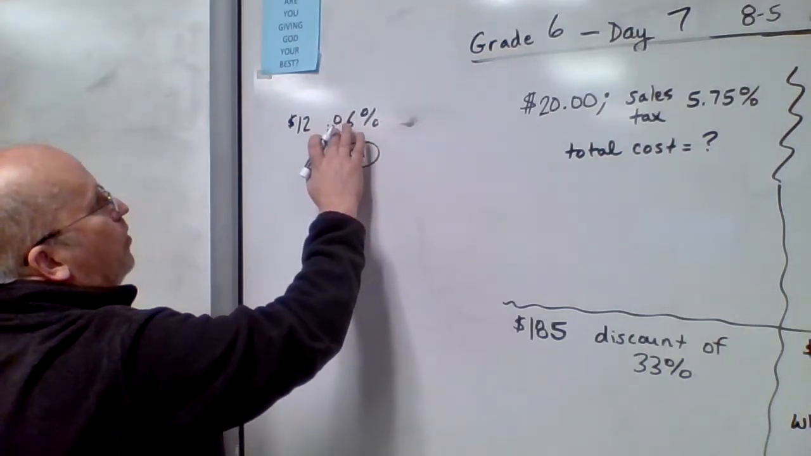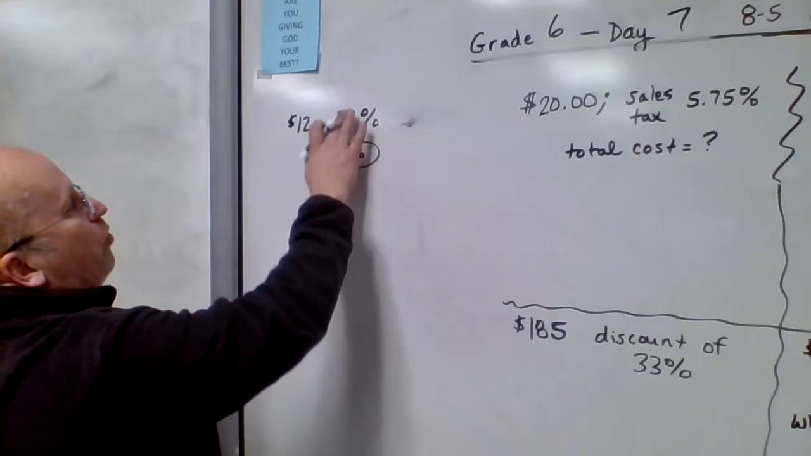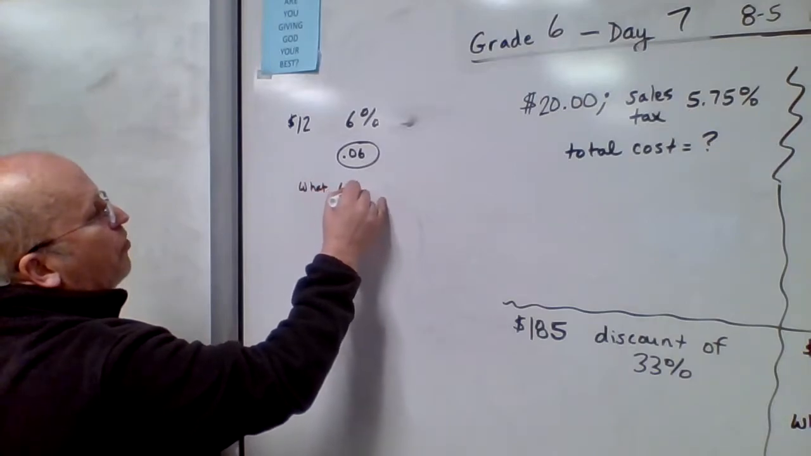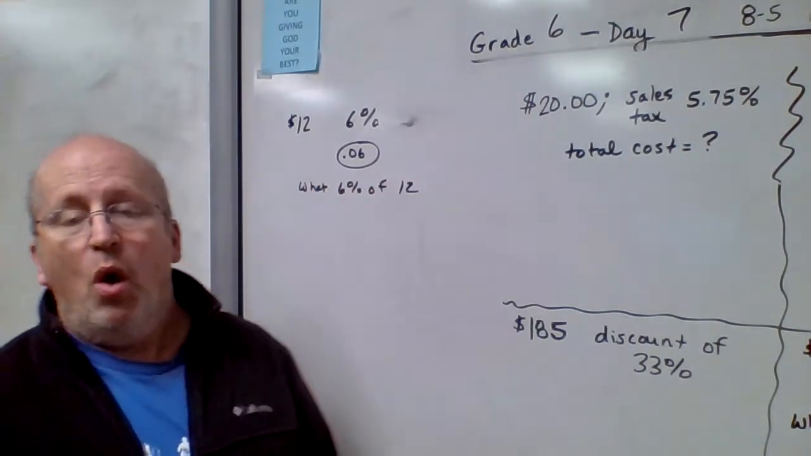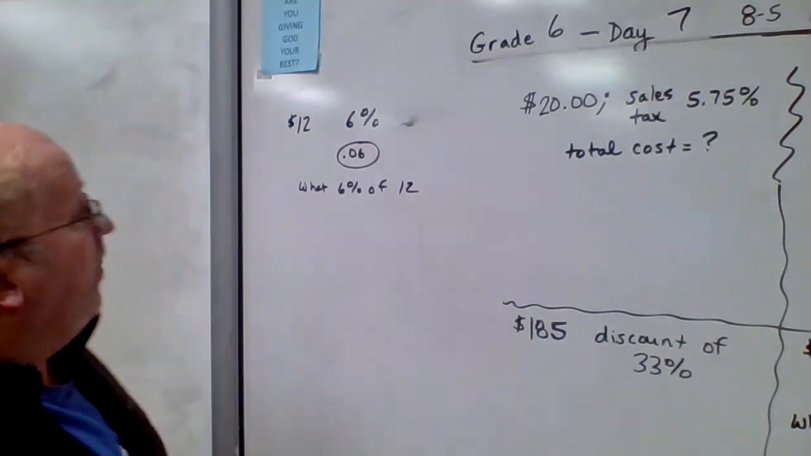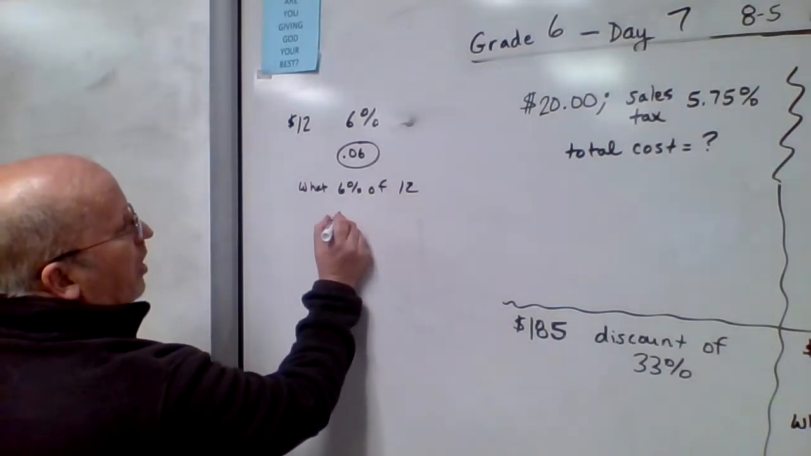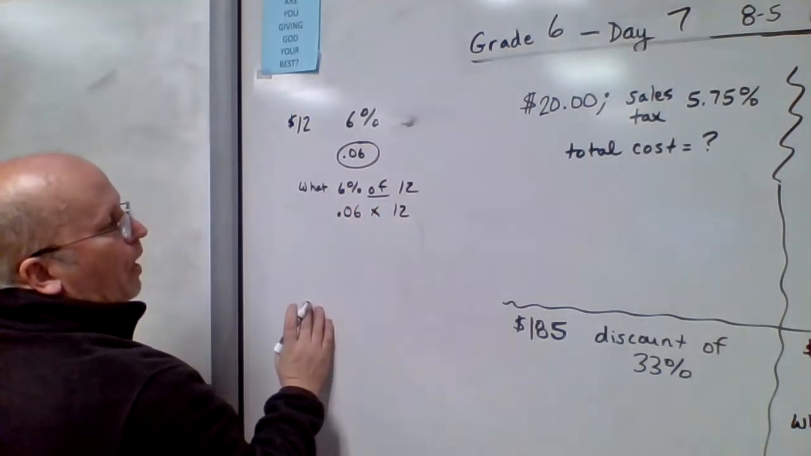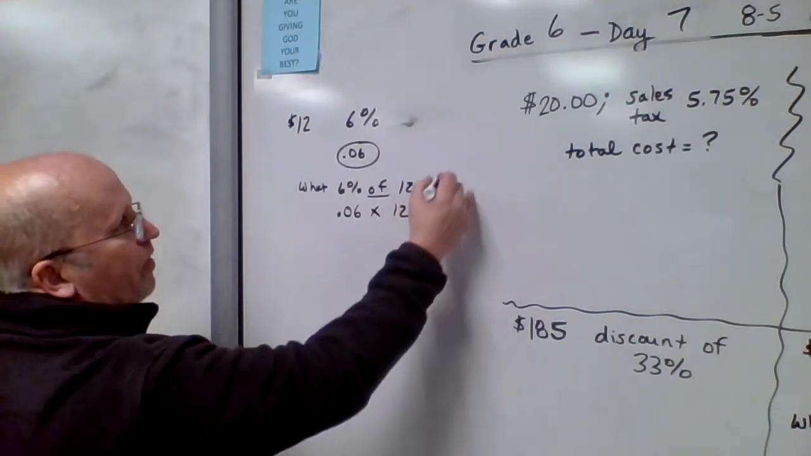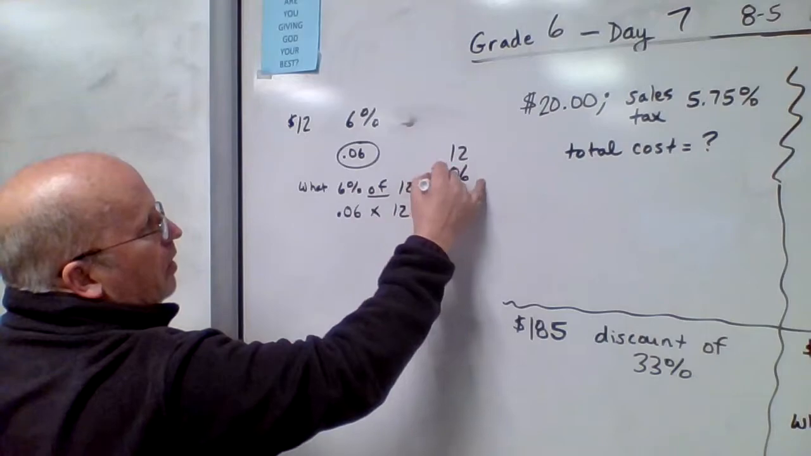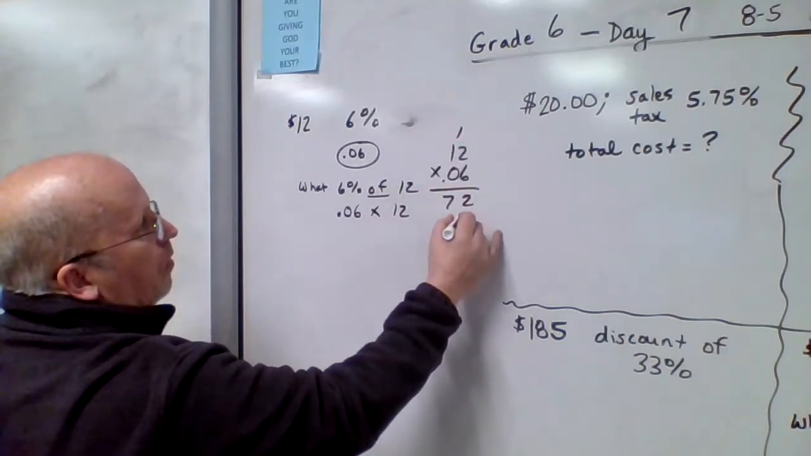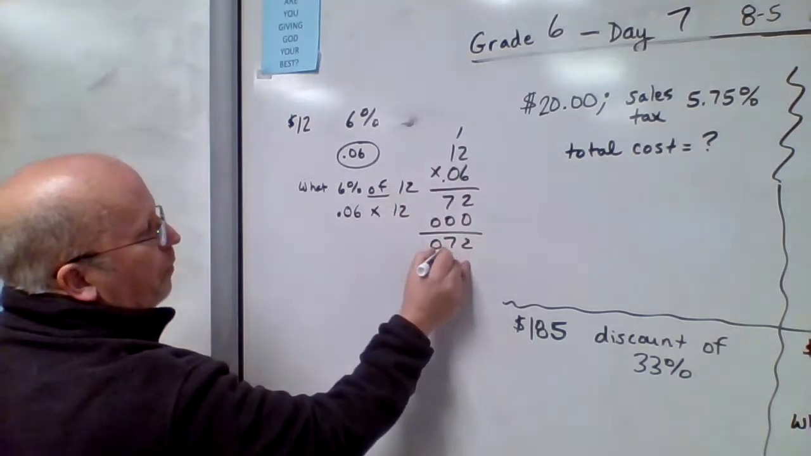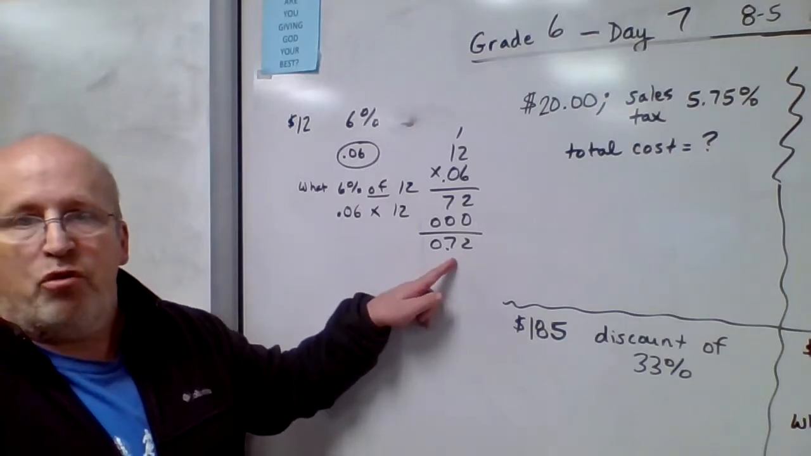Now, why is that helpful? Well, because here's what we're going to do with this problem. We're going to think about what 6% of 12 is first. What is 6% of 12? And that's a pretty easy problem to solve. If we change this to that decimal number, if we think of "of" as multiplication, and we multiply it by 12, this number times this number equals, with two decimal place values in the original problem, 72 cents.